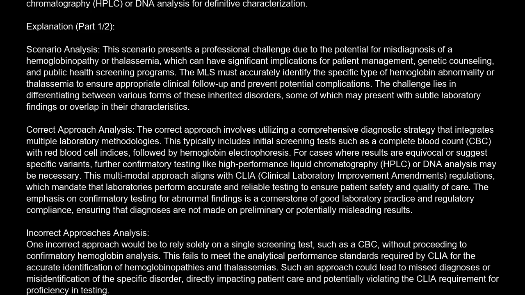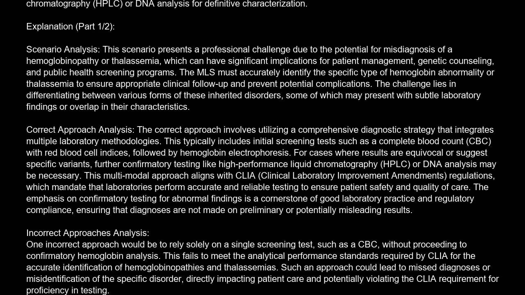Incorrect approaches analysis. One incorrect approach would be to rely solely on a single screening test, such as a CBC, without proceeding to confirmatory hemoglobin analysis. This fails to meet the analytical performance standards required by CLIA for the accurate identification of hemoglobinopathies and thalassemias. Such an approach could lead to misdiagnosis or misidentification of the specific disorder, directly impacting patient care and potentially violating the CLIA requirement for proficiency in testing.